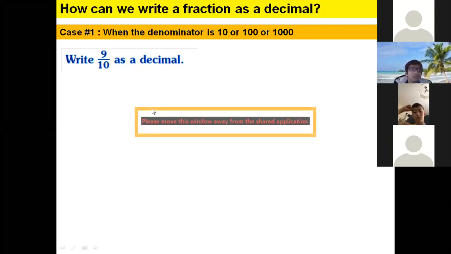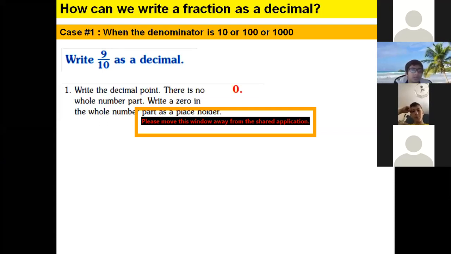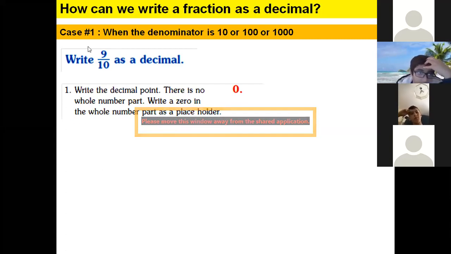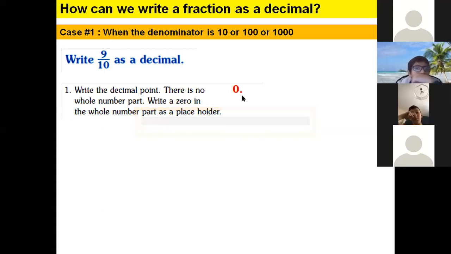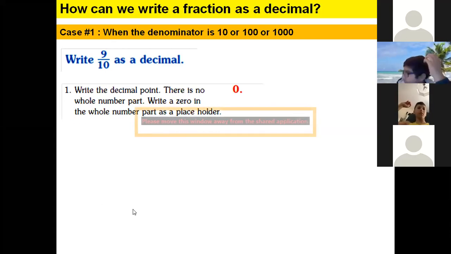But first, let's look at this one. This one here is 9 over 10. We need to write it as a decimal. First of all, write the decimal point. We can't see any whole number. This is not a mixed number. This is a fraction. So in the whole number part, we put 0 point. There is no whole number part, so place the 0.